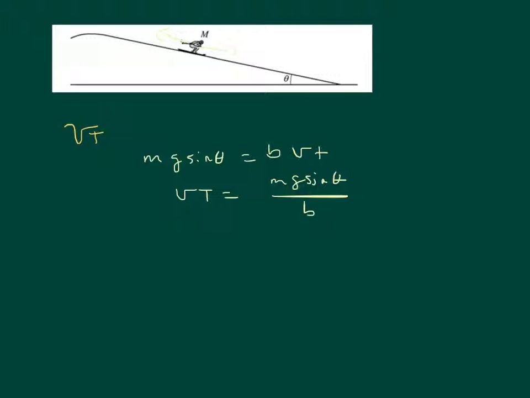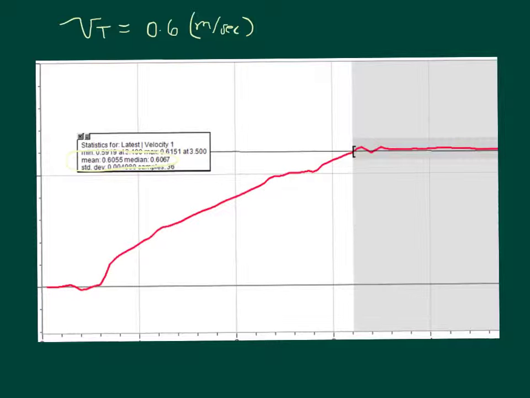So in our experiment, we find the angle theta, the mass of the cart, and g is given by 9.8. We used the motion detector to find the terminal velocity, as you can see in the next slide. As you can see in this graph, the average value for the terminal velocity is 0.6 meters per second, as shown in this part of the graph.